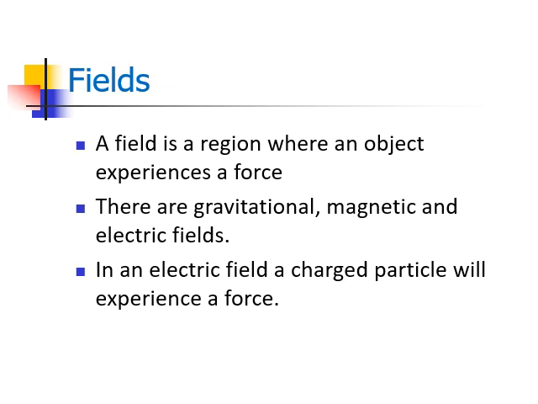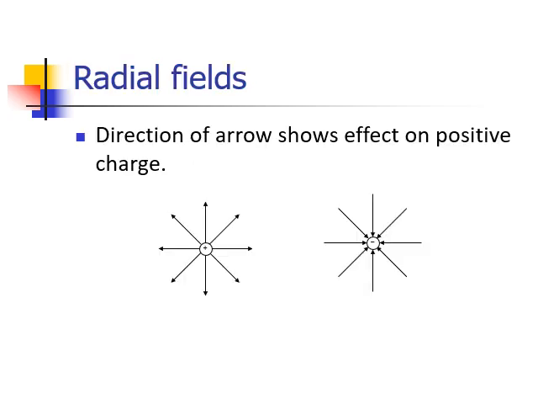So gravitational fields are forces that act upon masses. Magnetic fields produce forces that act upon magnetic objects, and electric fields are to do with charged particles. We can represent the field with some arrows. So this is a diagram.